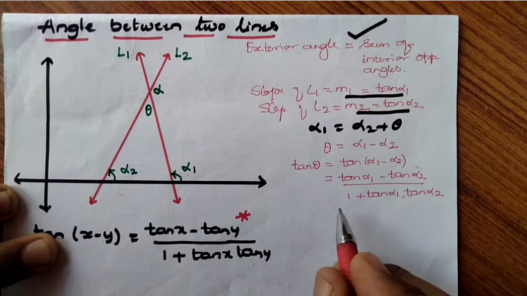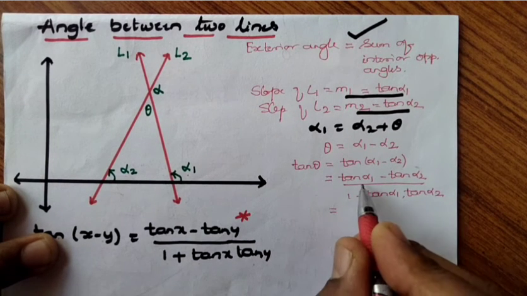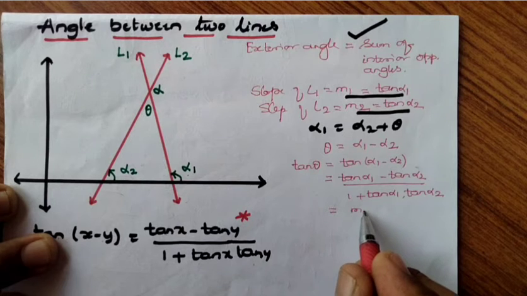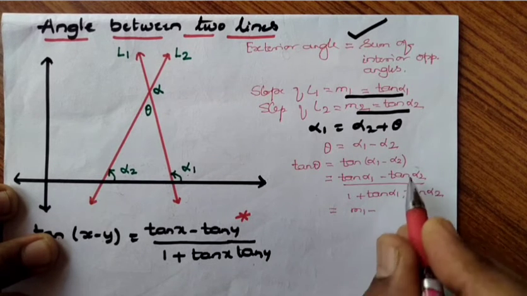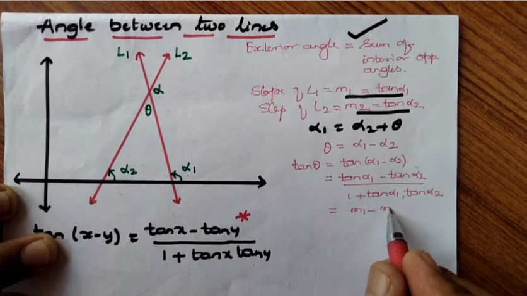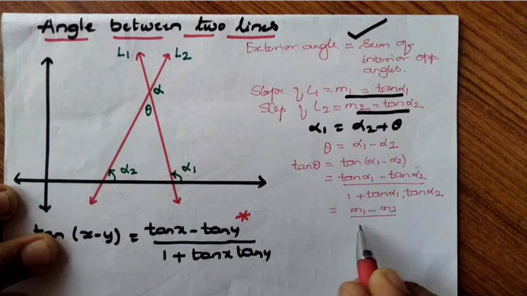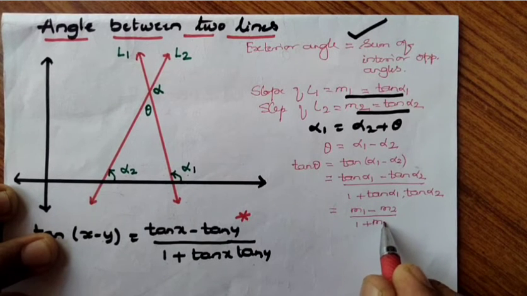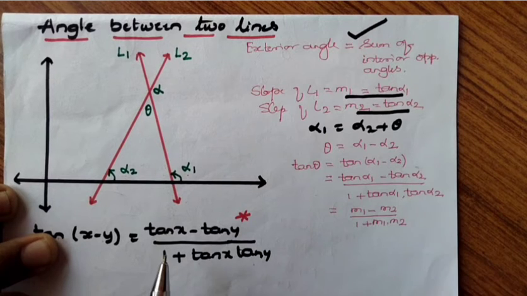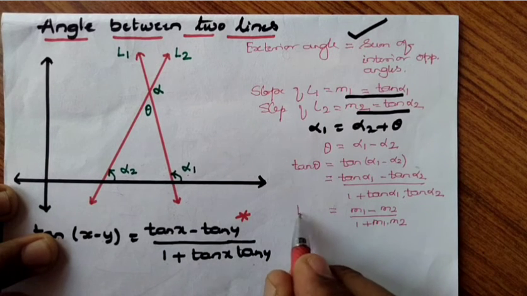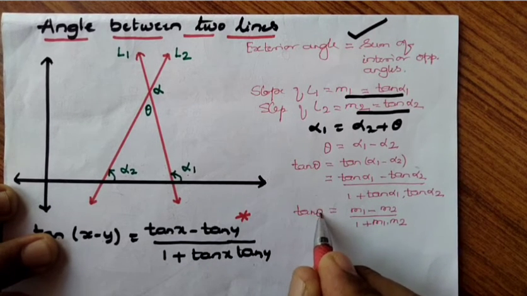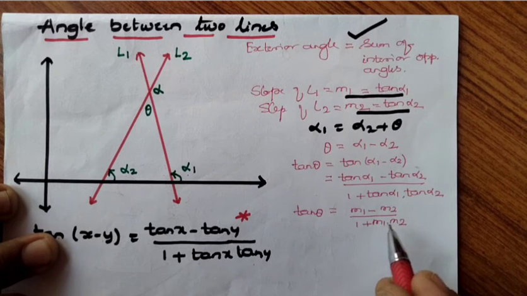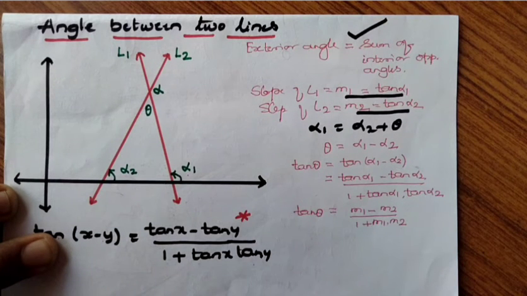Yes or no? So here I am going to substitute tan alpha 1 is equal to M1 minus tan alpha 2 is equal to M2 divided by 1 plus M1 into M2. Okay, so here tan theta equals M1 minus M2 divided by 1 plus M1 into M2. Is it right?